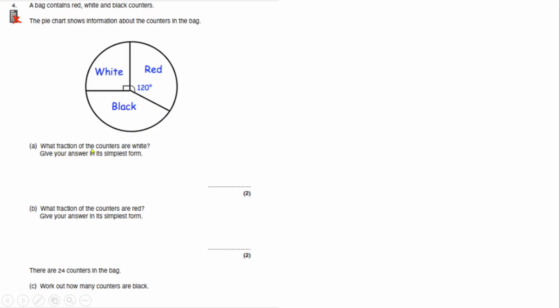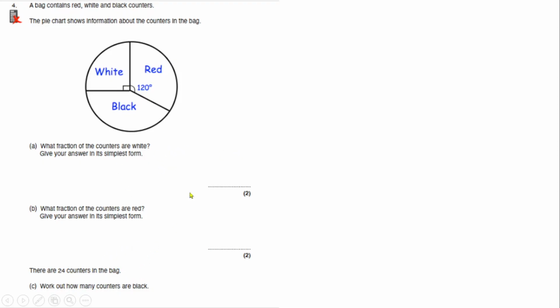What fraction of the counters are white? Give your answer in the simplest form. So they want us to find what fraction of the counters are white. We don't know the total number of counters, but if you read the question down, you discover that there are 24 counters in the bag. So we know the total number of counters in the bag, which is 24. That will help us to do what we are looking for.